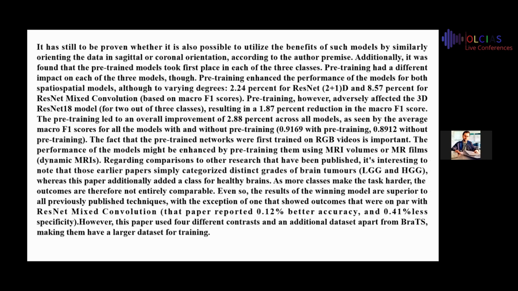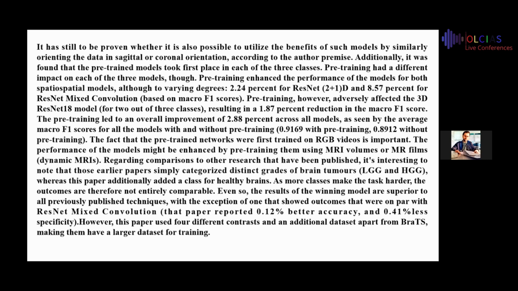Additionally, it was found that the pre-trained models took first place in each of the three classes. Pre-training had a different impact on each of the three models, though pre-training enhanced the performance of both spatial models, to varying degrees: 2.24% for ResNet 2+1D and 8.57% for ResNet mixed convolution, based on macro F1 scores. Pre-training, however, adversely affected the 3D ResNet 18 model for 2 out of 3 classes, resulting in only 1.87% reduction in the macro F1 score.